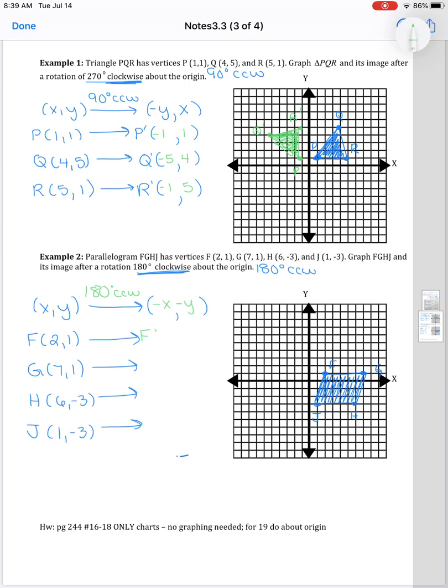All right, so we're saying the rule is 180 degrees counterclockwise. The rule says (x, y) becomes (negative x, negative y). So they do not flip-flop locations. All they do is change sign. So 2, 1 becomes negative 2, negative 1. 7, 1 becomes negative 7, negative 1. 6, negative 3 becomes negative 6, positive 3. 1, negative 3 becomes negative 1, positive 3. So all you're doing is going to every single point and changing the sign.